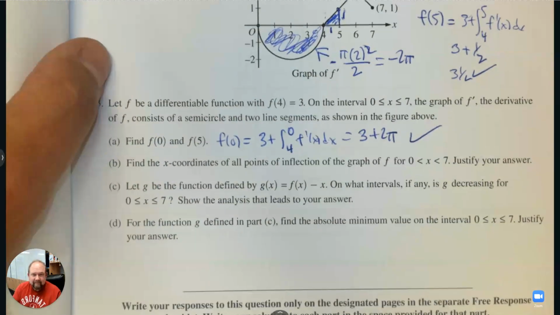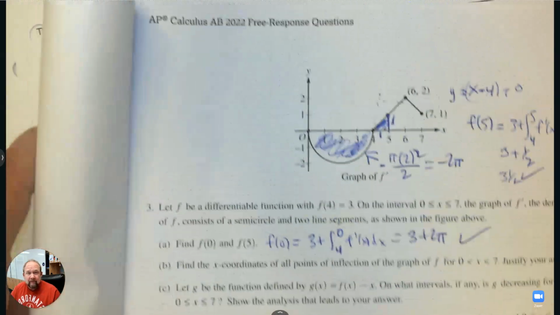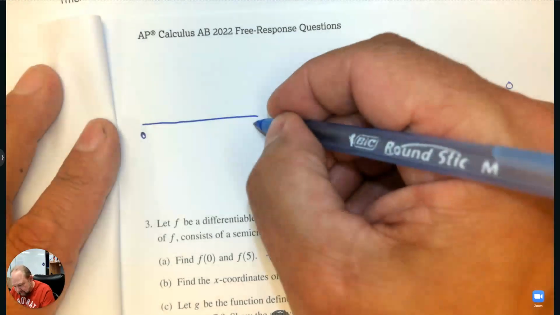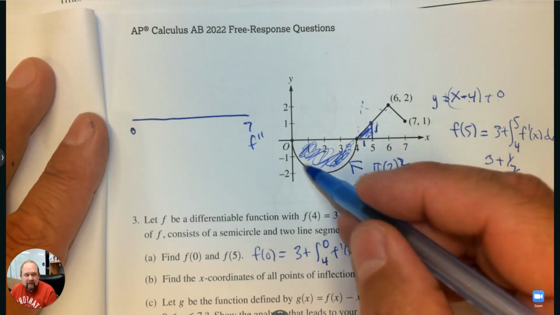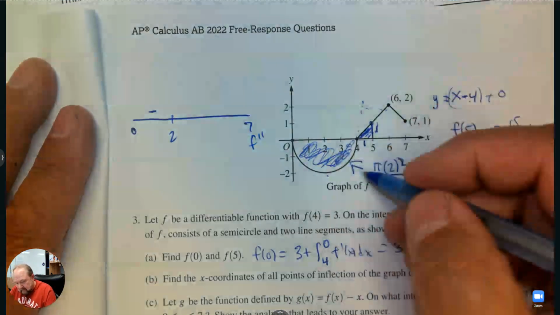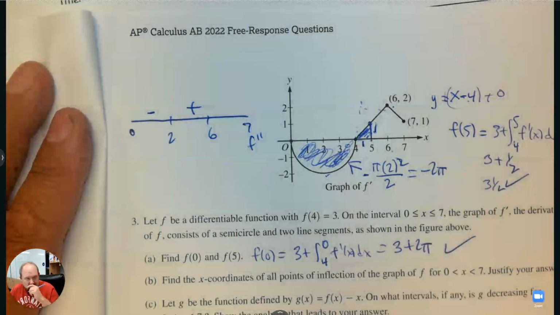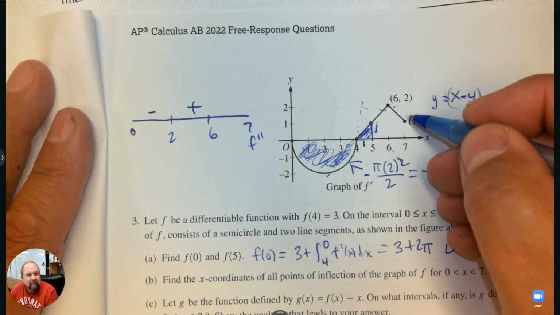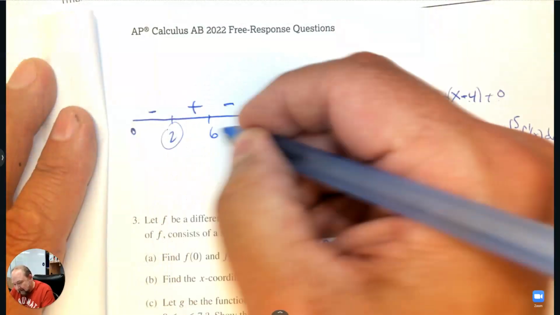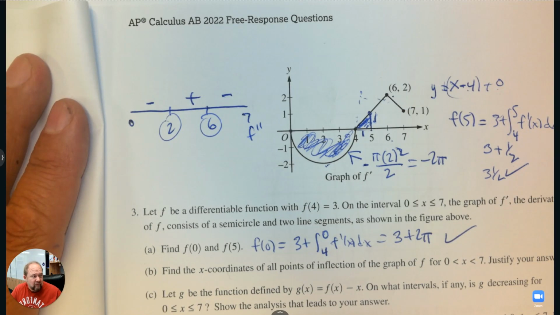All right, part B. Find the x coordinates of all points of inflection. Which derivative gives me points of inflection? It's the second derivative. So we're going from 0 to 7, but I want to know the second derivative, so I need to know decreasing, increasing. From 0 to 2, it decreases. From 2 all the way to 6, it increases. And then from 6 to 7, it decreases. Okay, so 2 and 6 are the x coordinates of the points of inflection because the signs are changing.